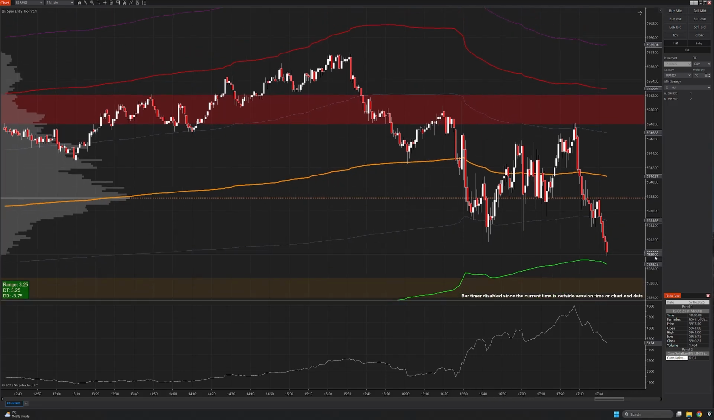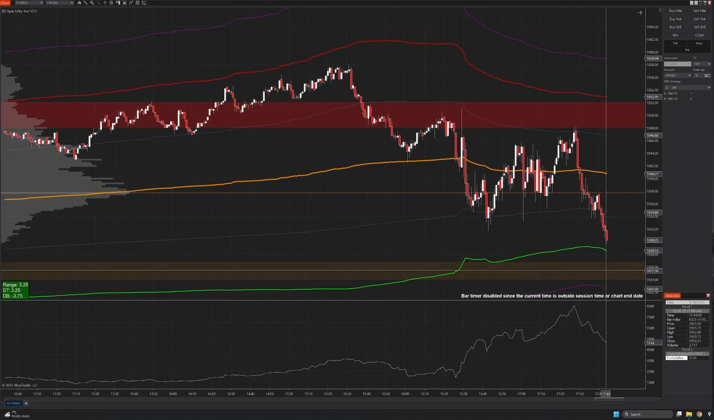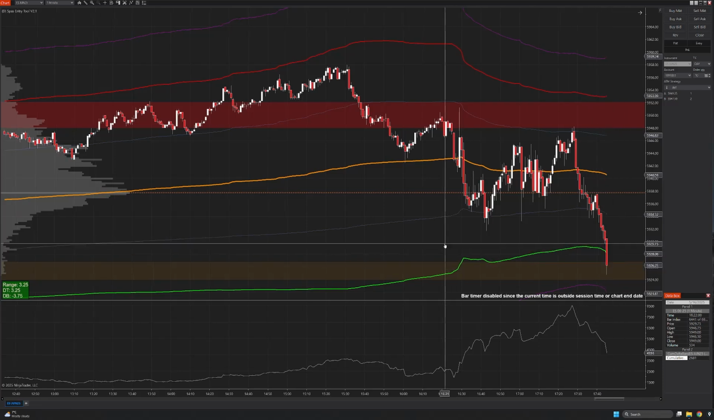But what you have below you is the 2 standard deviations right here, and then you have a zone. So this is a place where you can trade. Now, Bookmap is your confirmation. There is liquidity below it. You have 2 zones. Why not take a trade?